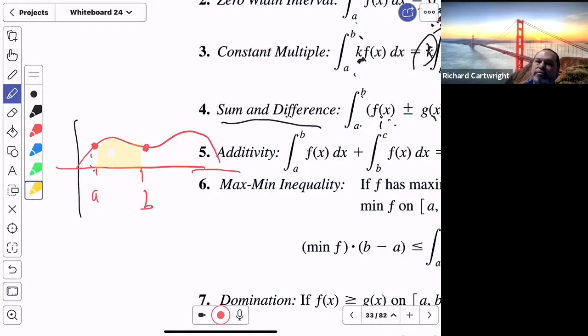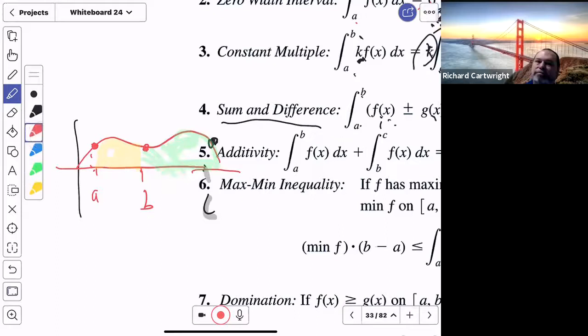And I decide, well, no, I want to go more. I want to go over here to c. So I go to c, and there's c up here. And that region looks like this. And it also is beautiful.